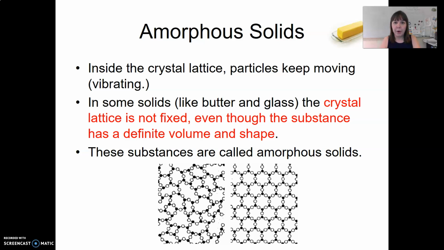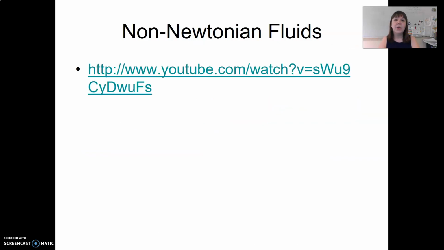You see the picture of butter up here. Butter has a definite shape, definite volume. It's a solid, but you can easily stick your finger in it, kind of like the Play-Doh, and change its shape. That's because you don't have a set crystal pattern of butter. It's just kind of frozen in place.